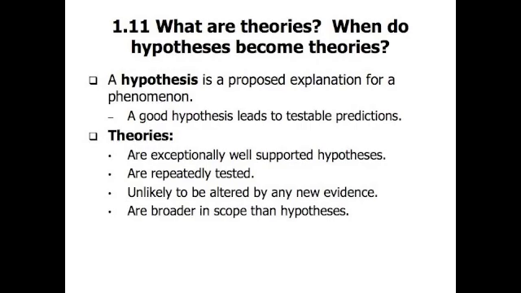Theories in science also tend to be broader in scope than hypotheses. In biology, two of the most important theories are cell theory, which states that all organisms are composed of cells and all cells came from pre-existing cells, and the theory of evolution by natural selection, which asserts that differential reproductive success based on heritable variations leads to change in populations.